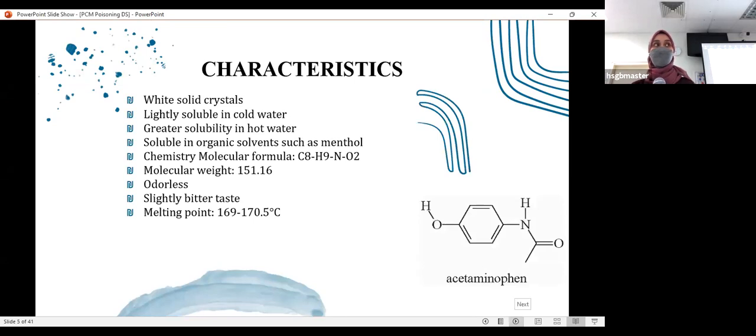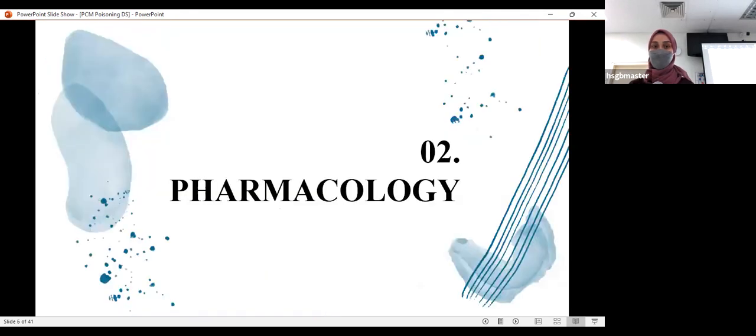Right, so the characteristics of PCM: they are white solid crystals, slightly soluble in cold water, with greater solubility in hot water. They are soluble in organic solvents such as methanol. The molecular formula of PCM is C8H9NO2. The molecular weight is 151.16. It's odorless, has a slightly bitter taste, and the melting point is 170 degrees Celsius.